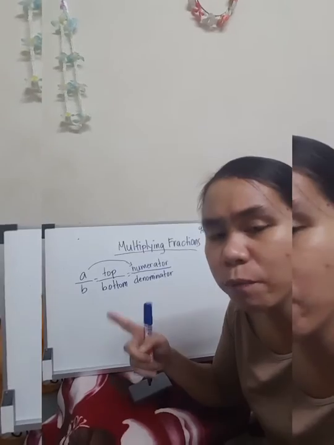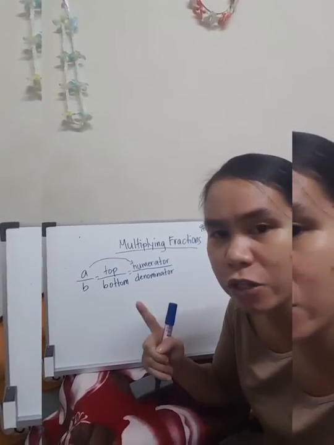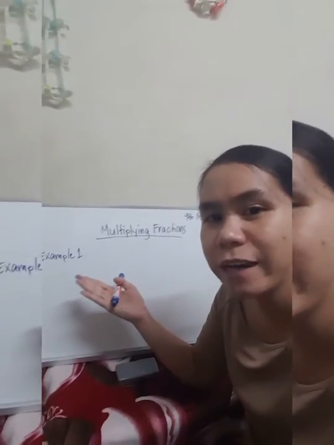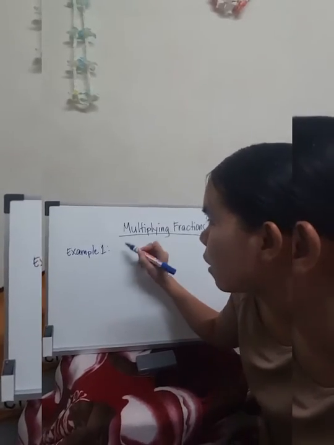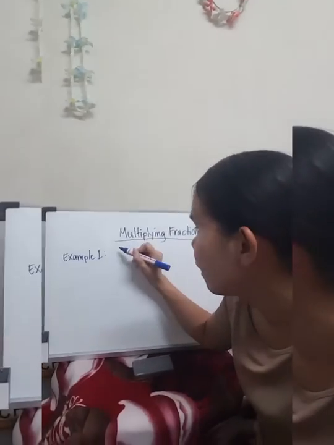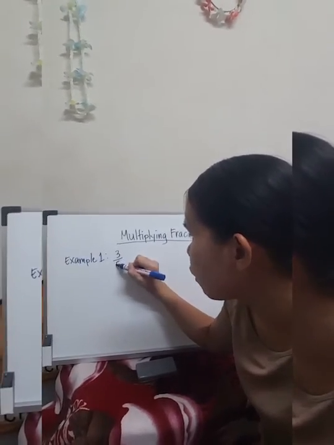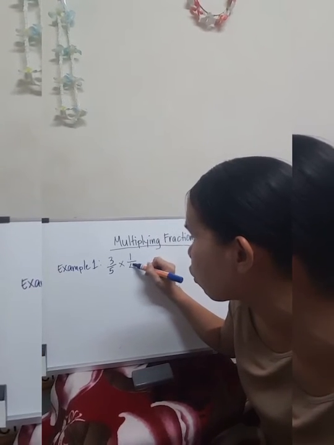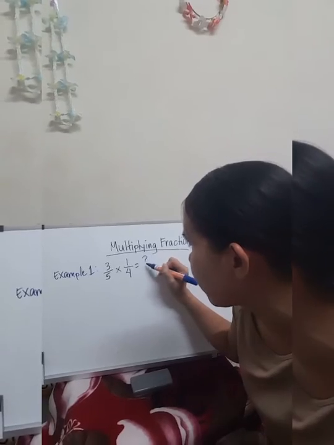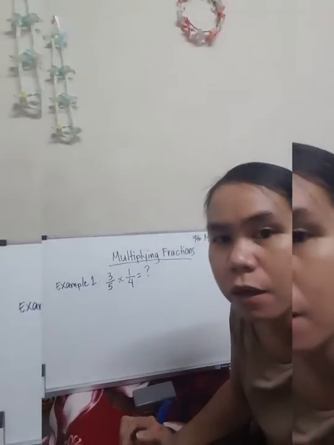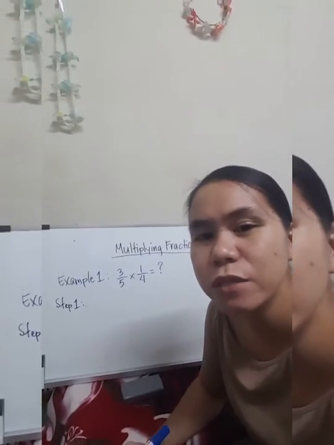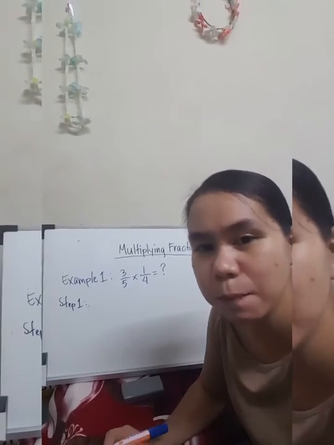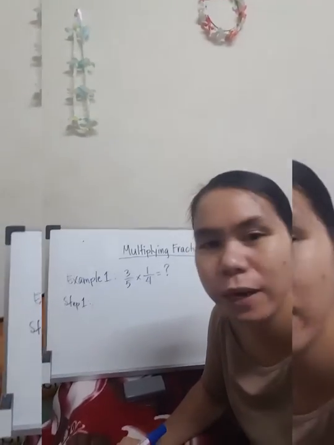So here we go. We need to multiply fractions right now. Multiplying fractions. So example number 1. You want to multiply 3/5 times 1/4. So you need to find what your answer is over here. But before that, you need to follow the steps so that you will get the correct answer.